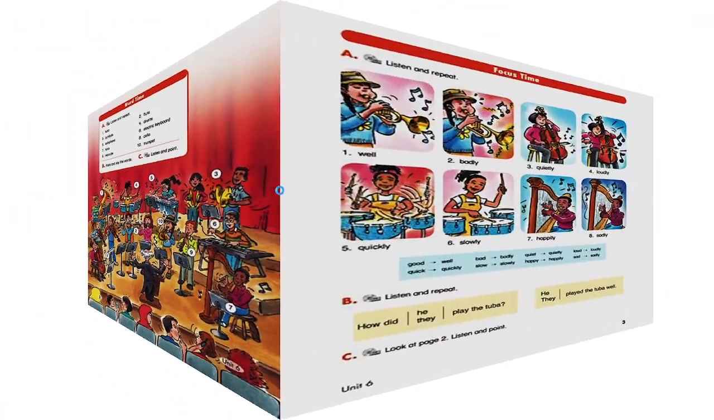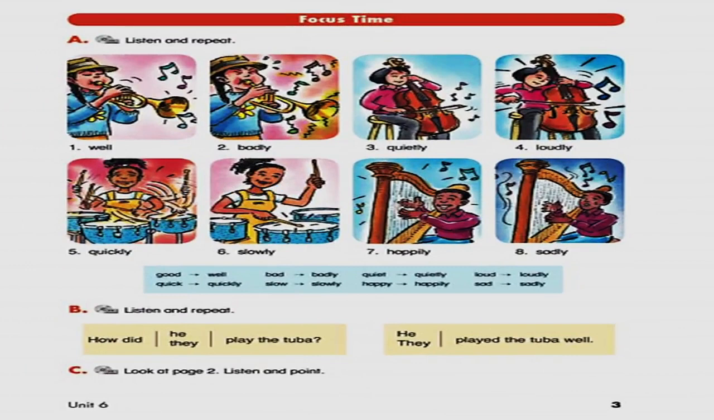Now, the main lesson is the focus time, the third lesson. It's about grammar rules that we have to learn. In this lesson, we have learned to use adverbs of manner. Adverbs of manner show the way an action is done. They tell us how someone does something. There are 2 types of adverbs of manner.